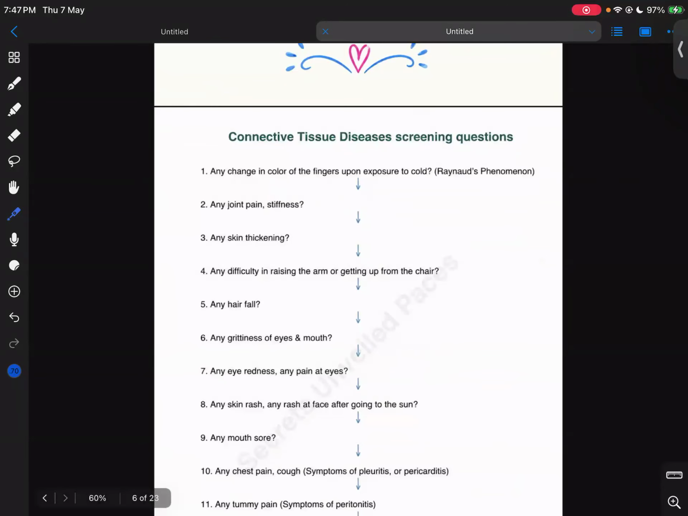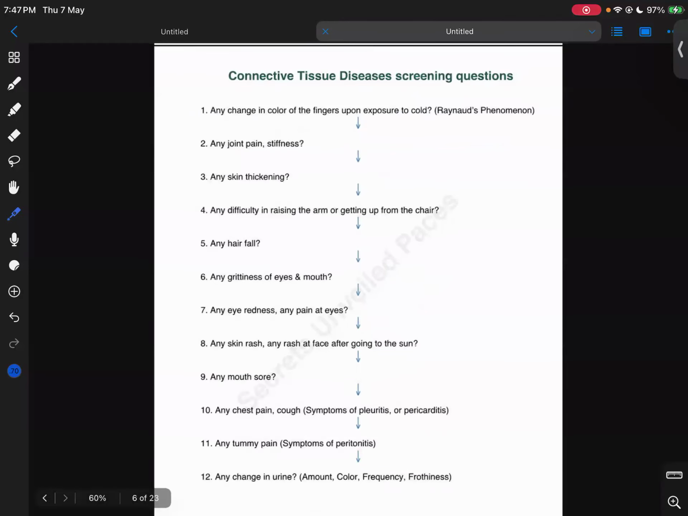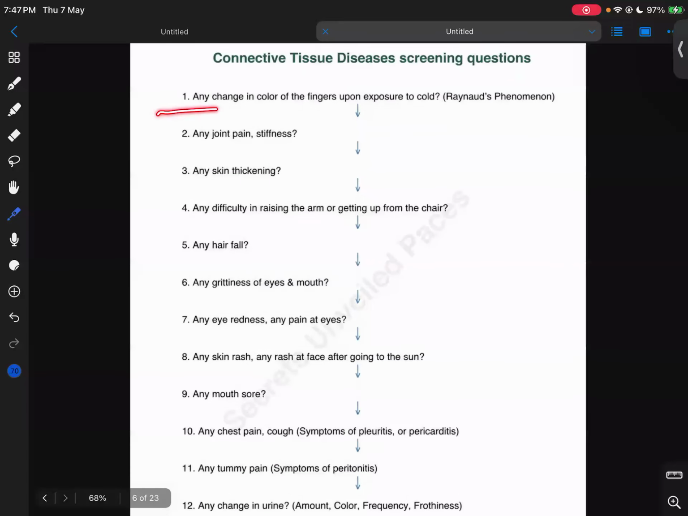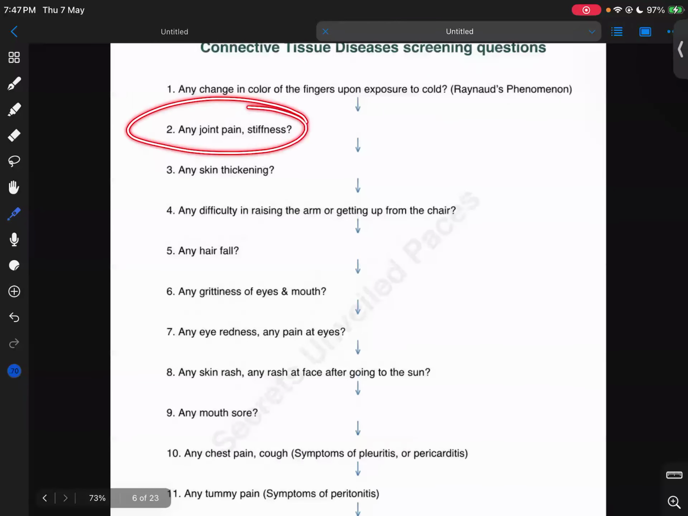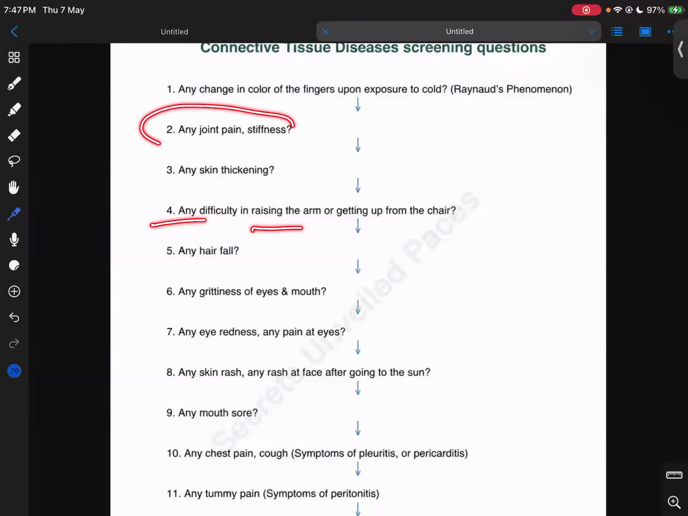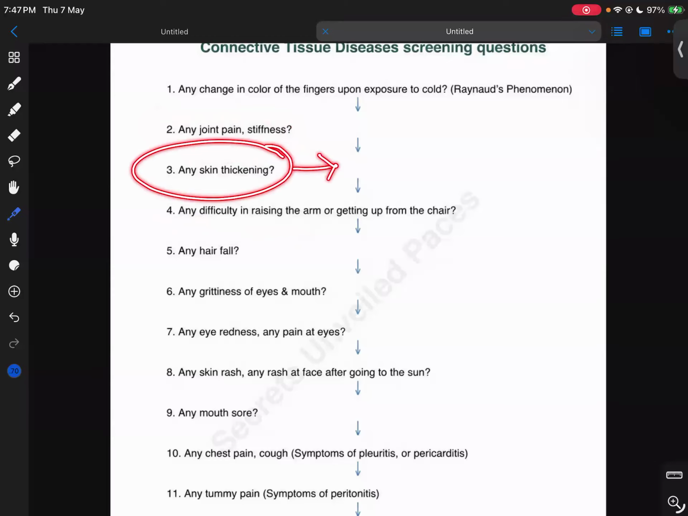In our first session, the registered candidates have already got a PDF. In that PDF, you will get a set of questions covering all the connective tissue diseases, starting from the hand: any change in color of fingers after exposure to the cold. That was our presenting complaint and the screening symptom. The next question will be any joint pain, stiffness, that is for any connective tissue disease. And skin thickening is the symptom of systemic sclerosis.